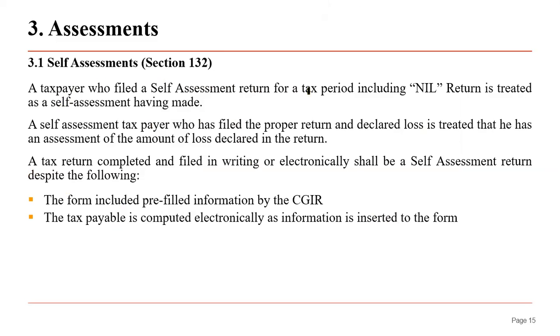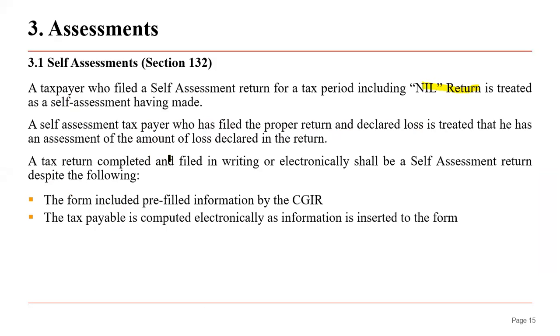A taxpayer who filed the self-assessment return, including a nil return, is treated as self-assessed. They return it by November 30th. A self-assessment taxpayer who has filed a proper return and declared a loss is treated as having an assessment on the amount of loss declared in the return. The loss you declare in the return is subject to an assessment. The department people need to verify that loss, whether it is correct or wrong, right?